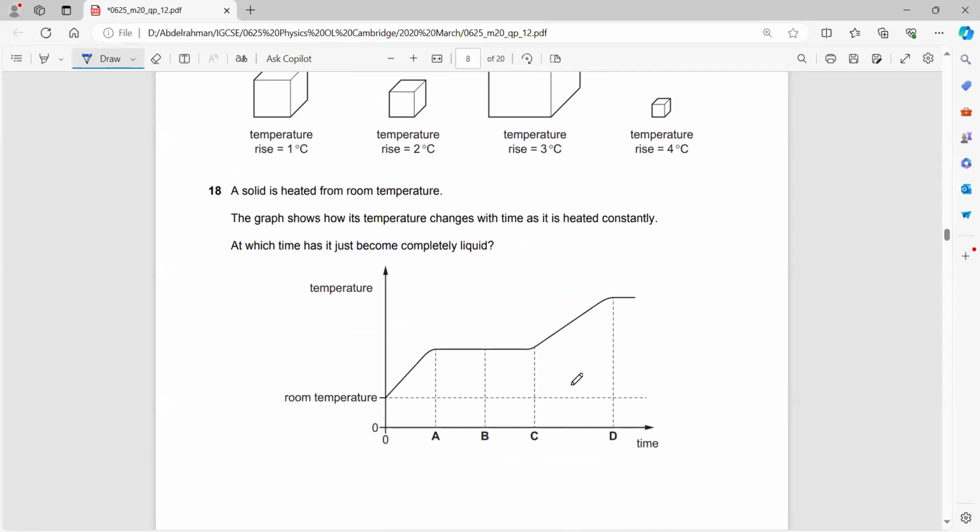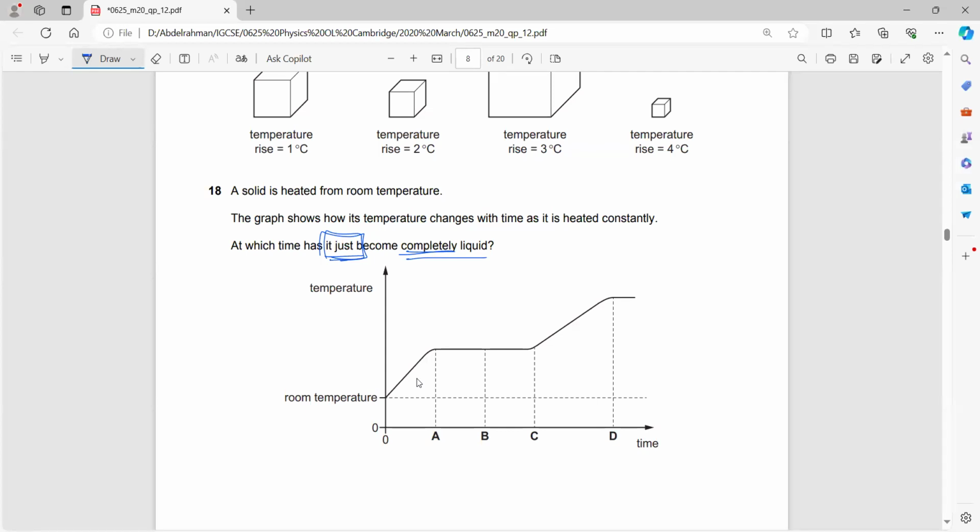A solid is heated from room temperature. The graph shows how the temperature changes with time. At which time has it just become completely liquid? At which time will it just become completely liquid? Just become completely liquid. At which time? A, B, C, D. Any ideas?